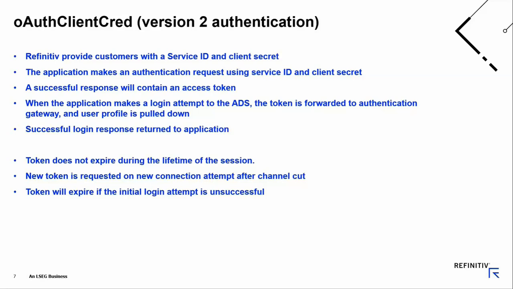The response back from the platform will contain an access token, and then when the consuming application goes to make its mount for the real-time data from Real-Time Optimized, the access token is forwarded on as part of this request, and it's sent up to the authentication gateway. Once confirmed as a valid token, that's when the user profile is pulled down, a login successful message is returned back to the consuming application, and then the customer can retrieve any data that they're entitled for.